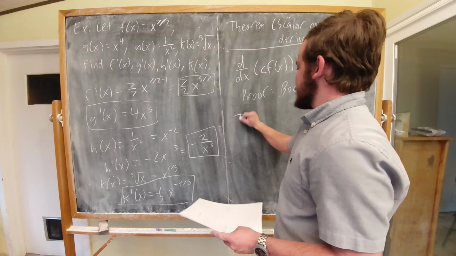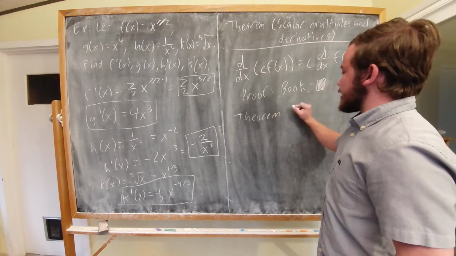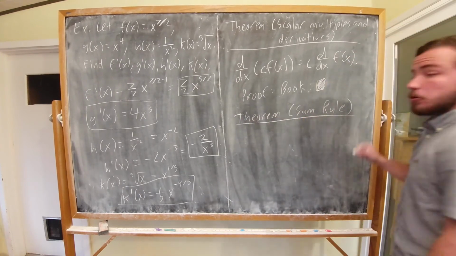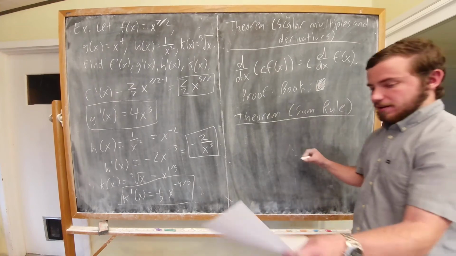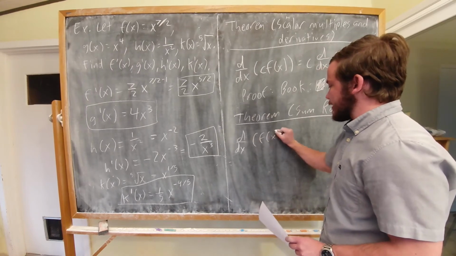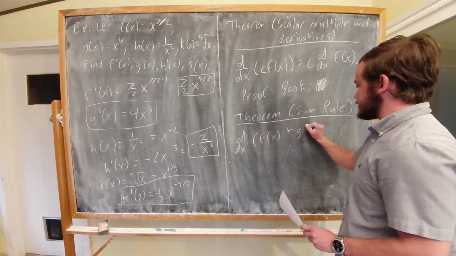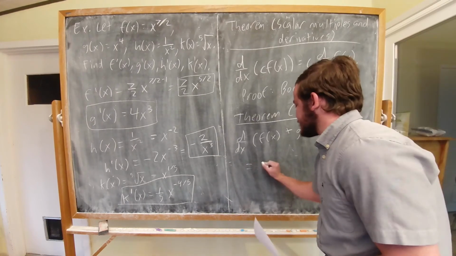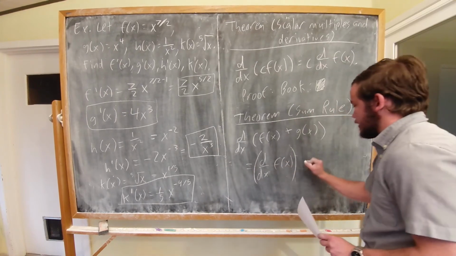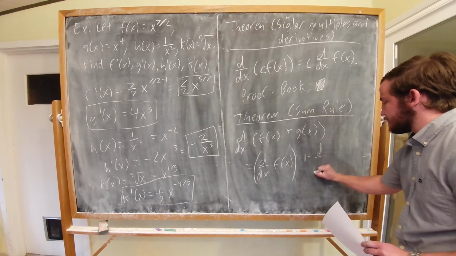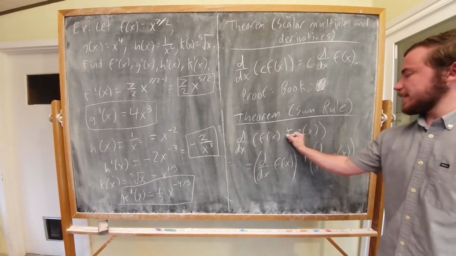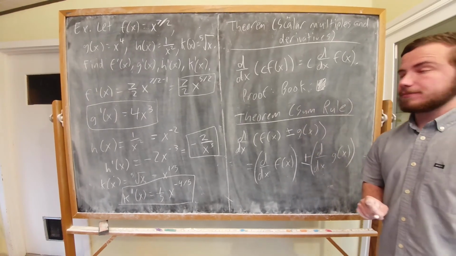Okay, other quick theorem. This is known as the sum rule and talks about how derivatives play nice with addition and subtraction. It's exactly what you would want. The derivative with respect to x of f of x plus g of x is the derivative of f of x plus the derivative of g of x. And the same holds true for subtraction.